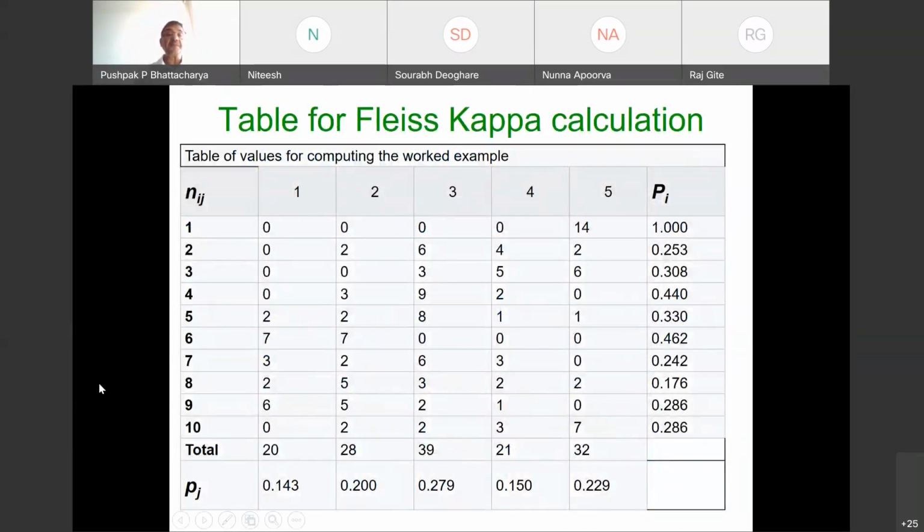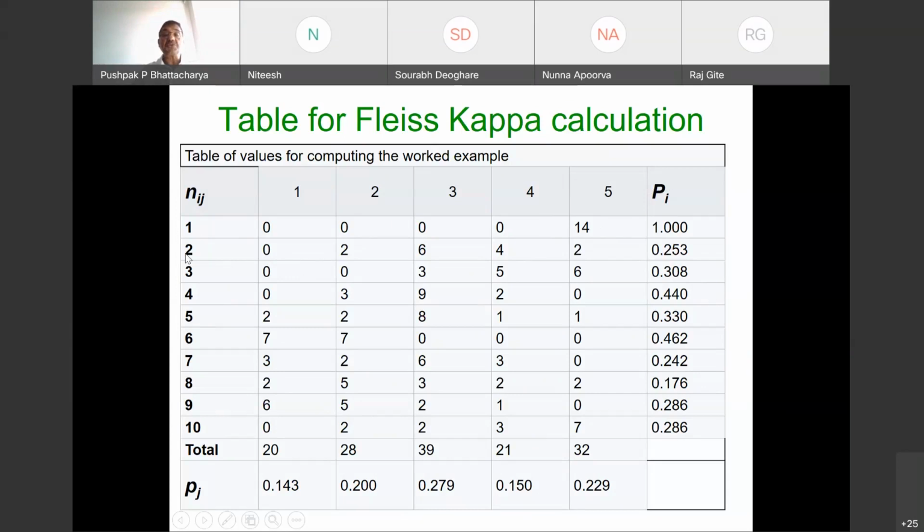So here is the example. Let's look at the table carefully. The number of data points is 10. Data points, remember, were called subjects by Fleiss, and that terminology carried forward. So 1, 2, 3 up to 10. And the number of categories is 5: 1, 2, 3, 4, 5. Now, if I take data point number 1, subject number 1, then all 14 raters are giving data point 1 the category of 5.